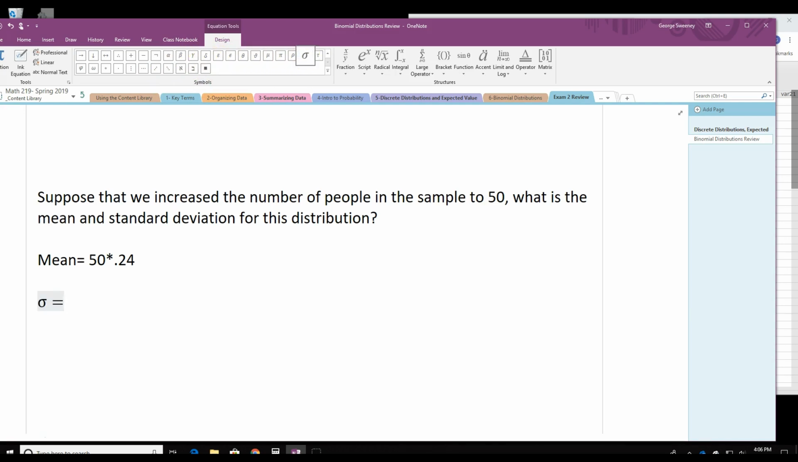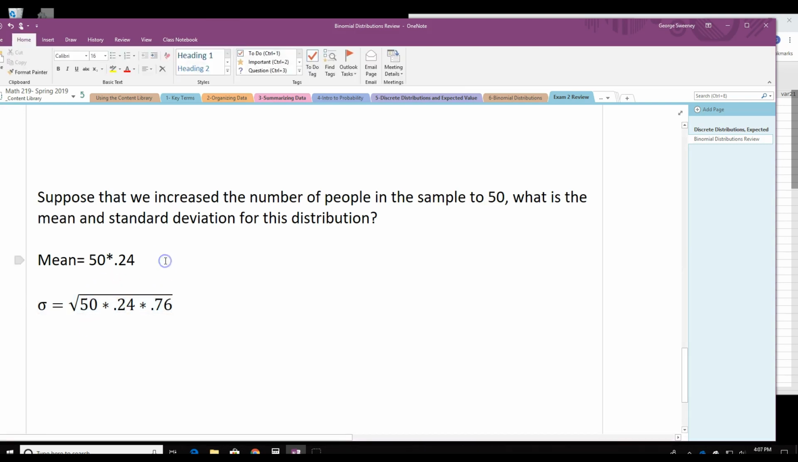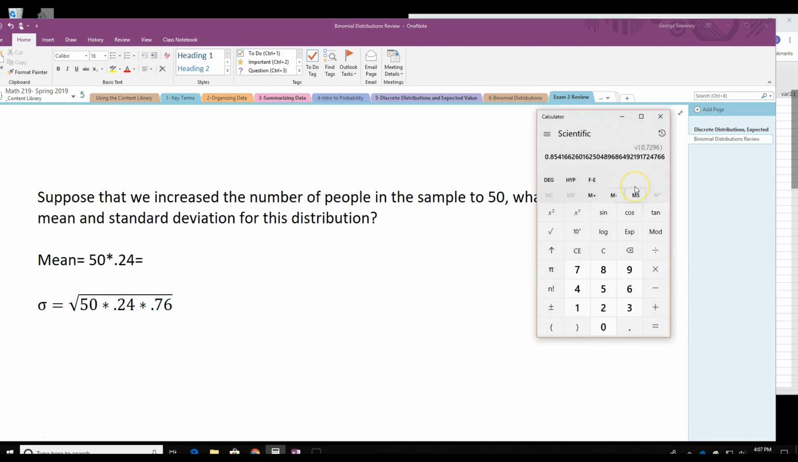Sigma equals the square root of 50 times 0.24 times 0.76. Now in this case, we expect that our mean is going to get bigger because that's the average number of people that I'll expect to be smokers out of a sample of 50. I've got more people, so I expect to have a bigger average, right? Okay, so 0.24 times 50, that's 12.